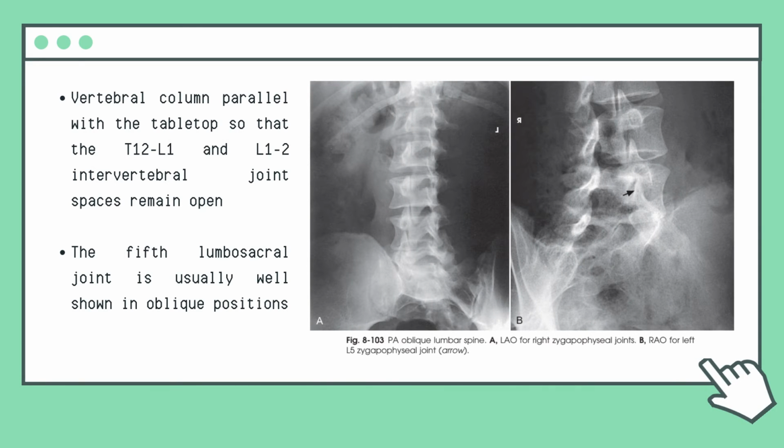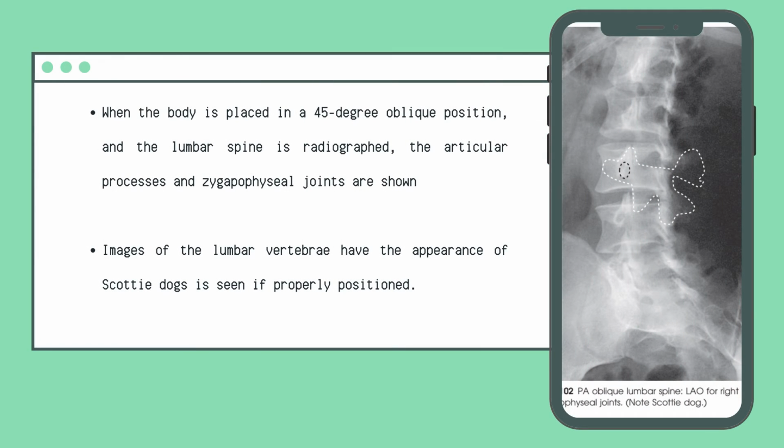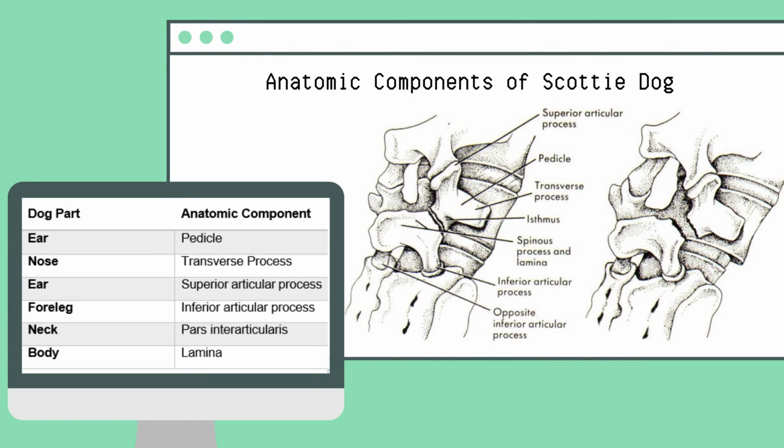The vertebral column is parallel with the tabletop so that the T12 to L1 and L1 to L2 intervertebral joint spaces remain open. The fifth lumbosacral joint is usually well shown in oblique positions. When the body is placed in a 45-degree oblique position and the lumbar spine is radiographed, the articular processes and zygapophyseal joints are shown. Images of the lumbar vertebrae have the appearance of Scotty dogs when properly positioned. The following are the anatomic components of the Scotty dog.